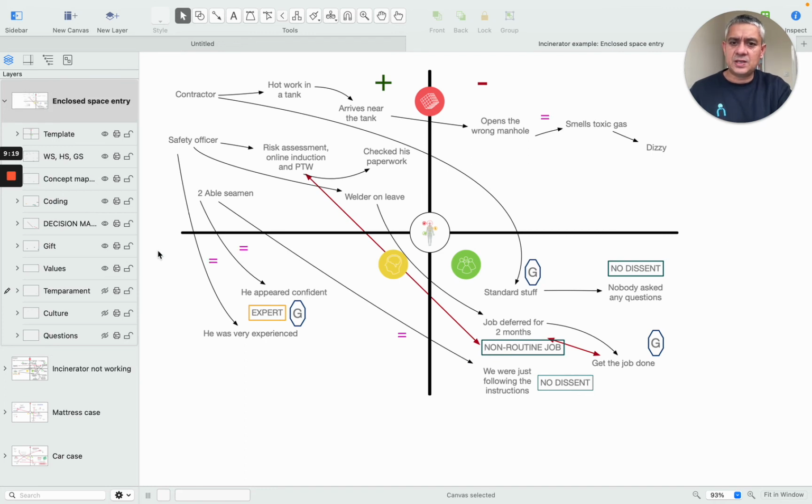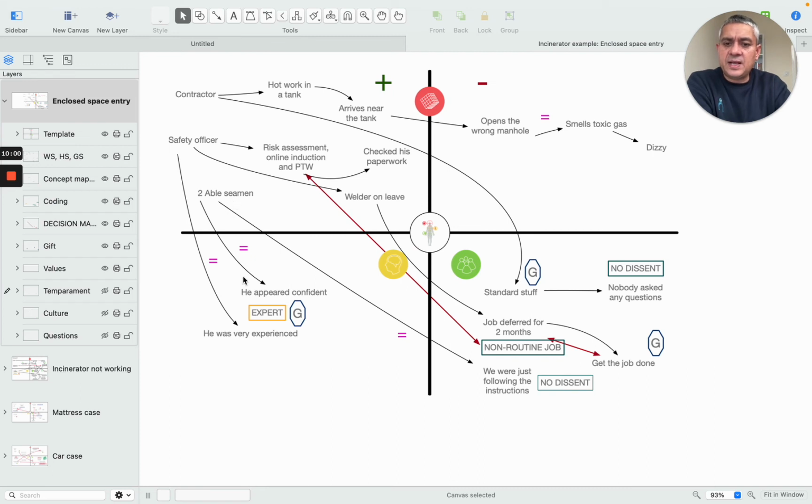The last thing we do is we try to see where are the positive, negative, and neutral conversations. So for example, in this instance, a contractor goes to do a hot work in a tank, arrives near the tank, opens the manhole and smells toxic gas and feels dizzy. So it's a very neutral conversation. It is what it is. It's not as if we are trying to prove something wrong or right. It's what we see as it is. Somebody sees a tree outside and says it's a tree. Somebody says, I'm very sad looking at this tree outside. That is a negative value here. So it's what it is. Same thing here.